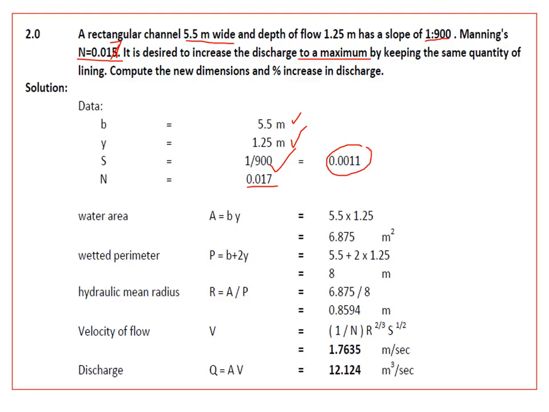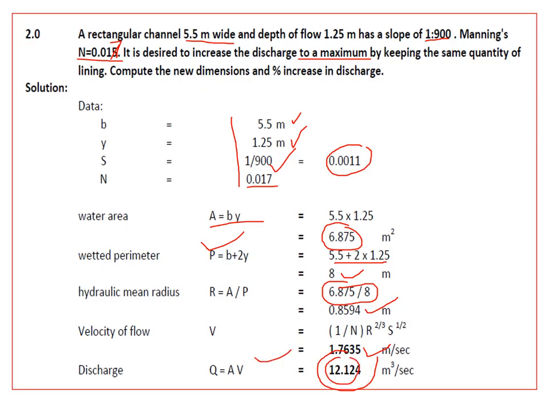The first set of data is to calculate the discharge for a given width and depth of flow. It is not the most economical channel section. As usual, you find the area, that is 5.5 into 1.25, which comes to 6.875 meters square. Then the perimeter is calculated by b plus 2y, with b as 5.5 and y as 1.25, which gives 8 meters. Similarly, hydraulic mean radius is A by P, which comes to 0.8594, and then velocity is calculated by Manning's equation, 1 by n R to the power of 2 by 3 S to the power of half. That comes to 1.7635, and hence the discharge is 12.124.